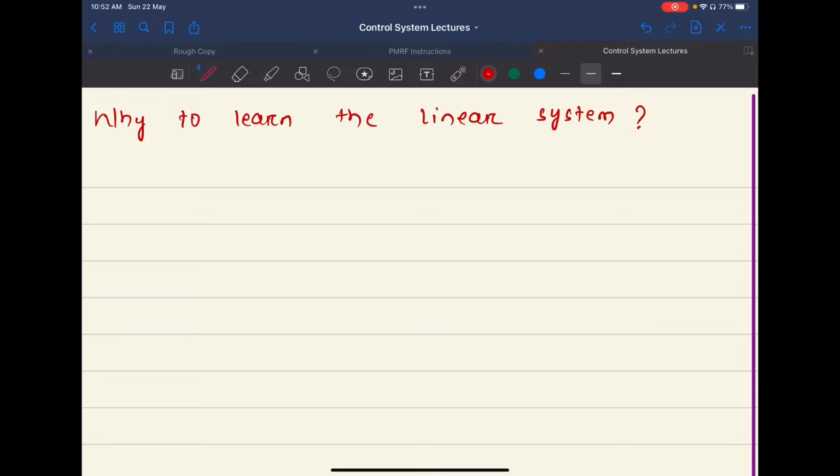First of all, a linear system is easy to analyze and understand. So if you understand this, then when you dive into the non-linear part, it will be a little less complicated, because non-linear is very complicated. Non-linear systems, if time permits, I will start the lecture series for that as well. And another thing is it's less complicated.